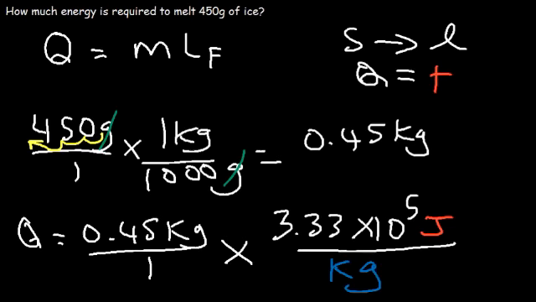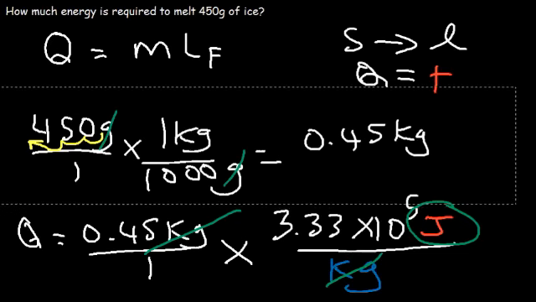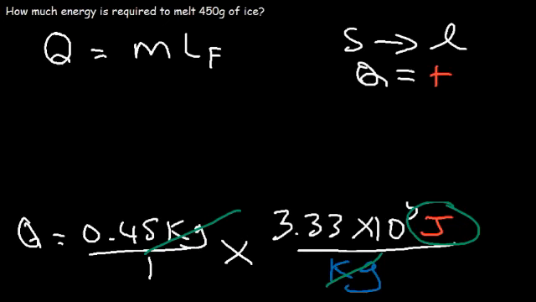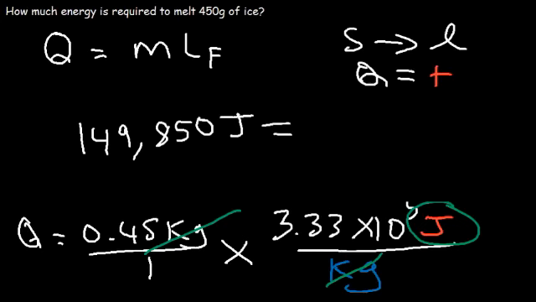As you can see, the unit kilograms cancel, and we're going to get the energy in joules. So it's going to be 149,850 joules. So that's how much energy is required to melt 450 grams of ice. Now to convert it to kilojoules, if you need to, just divide it by 1,000. So this is about 149.85 kilojoules of heat energy.